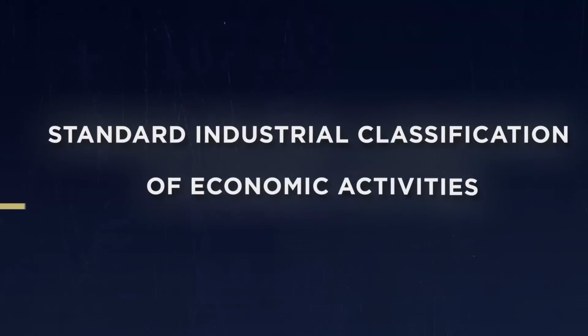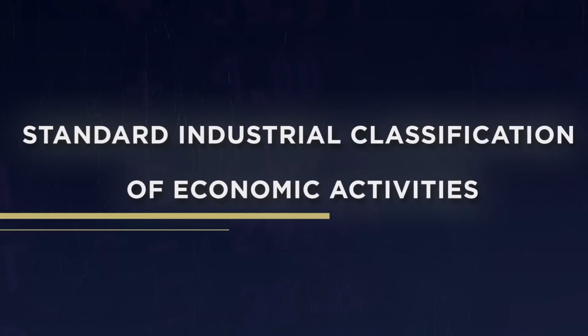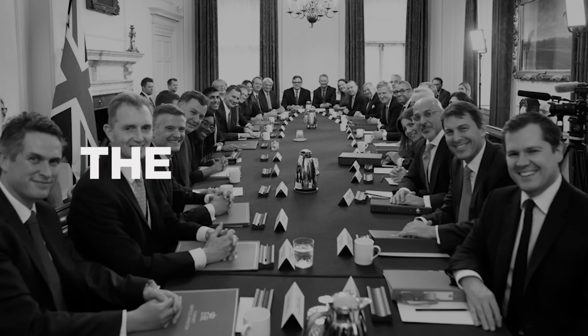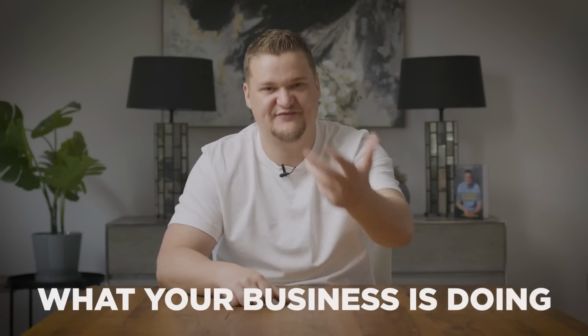end up getting bust. So firstly, what is a SIC code? A SIC code stands for a Standard Industrial Classification of Economic Activity. Wow, what a mouthful. What does that mean? That means Companies House, the government, they want to know what your business is doing. They want to know the classification of the business.